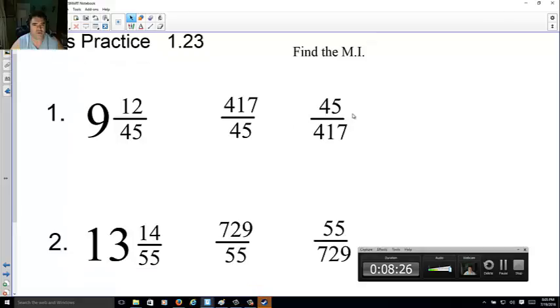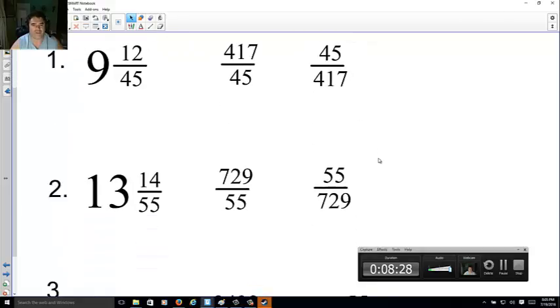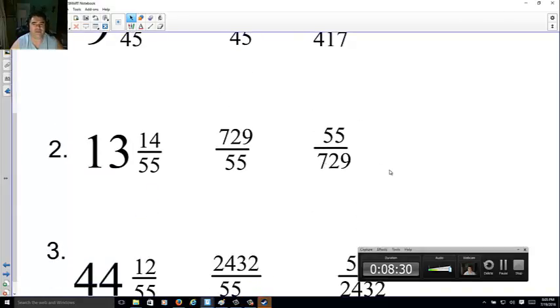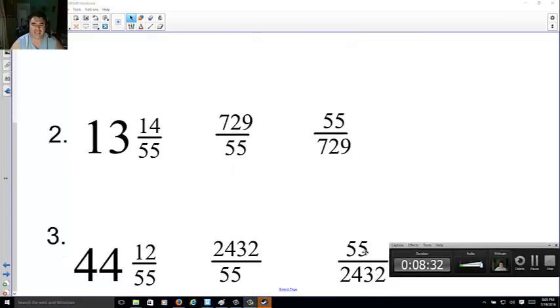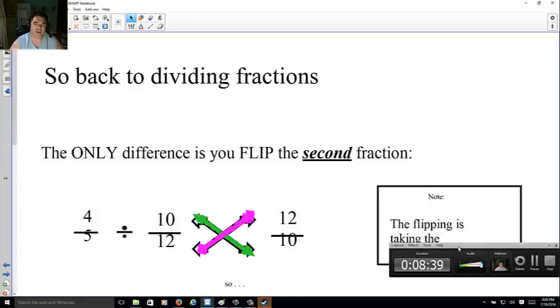Take a look here. For the first one, we end up with 45 over 417. Second one, 55 over 729. And the third one is 55 over 2432. Hopefully you got that. So back to dividing fractions.